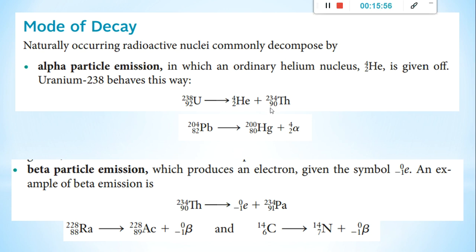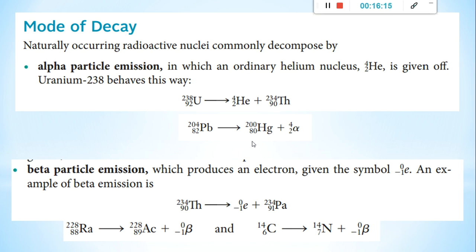So, we will have 90. Okay. And if you can look at the periodic table, an element with an atomic number of 90, we have thorium.